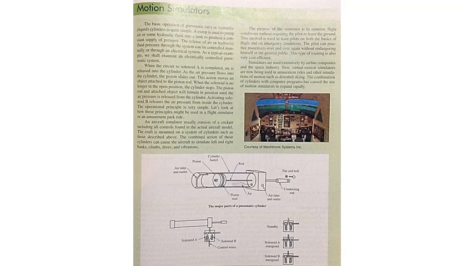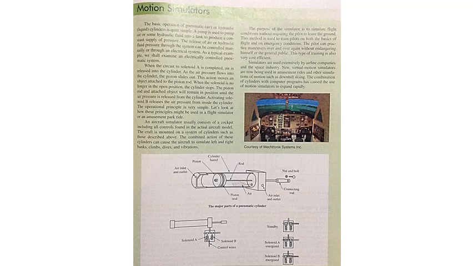An aircraft simulator usually consists of a cockpit, including all controls found in the actual aircraft model. The craft is mounted on a system of cylinders, such as those described above. The combined action of these cylinders can cause the aircraft to simulate left and right banks, climbs, dives, and even vibrations. The purpose of the simulator is to simulate flight conditions without requiring the pilot to leave the ground. This method is used to train pilots on both the basics of flight and on emergency conditions. The pilot can practice maneuvers over and over again without endangering himself or the general public.